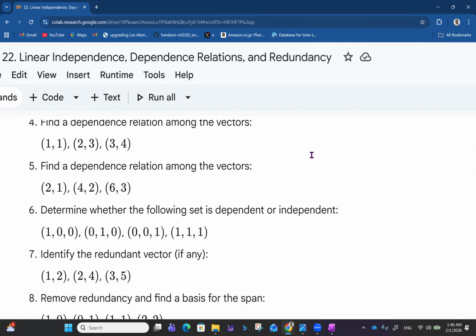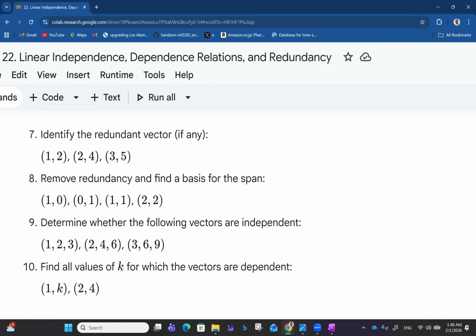So from here we just multiply this by 2. So you have 2, comma, 2k equals 4. Because already this one is a multiple, it's 2 times 1, so this 2 is 2 times 1. So 2 times 1, 2 times k, you have 2 comma 2k. So 2 is 2, then 2k is equal to 4, so k is also equal to 2. So that's the value of k that makes the vectors dependent.